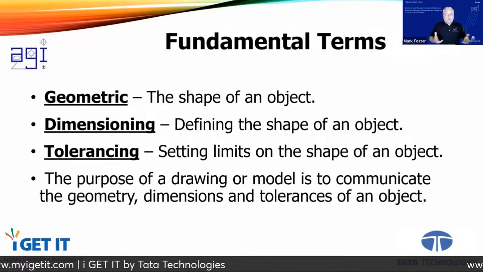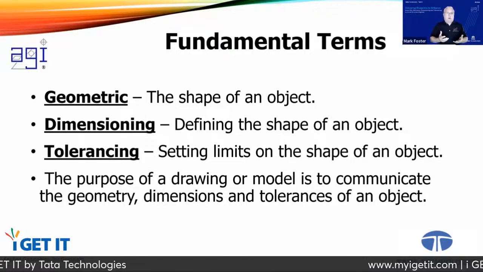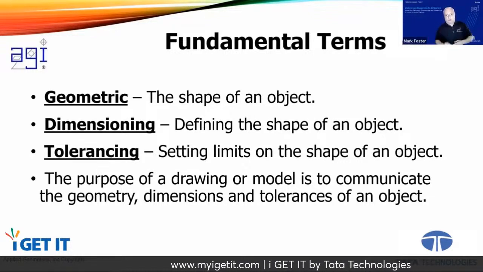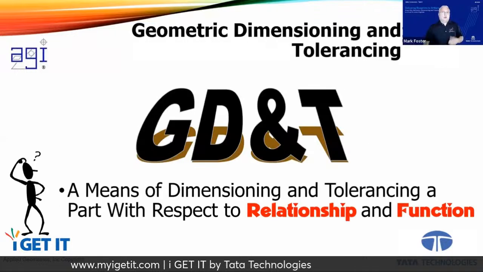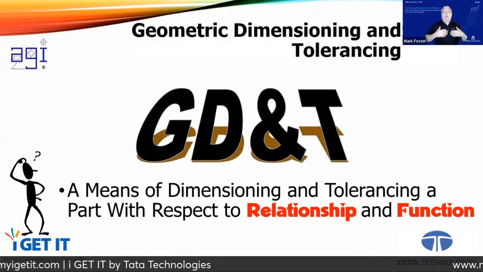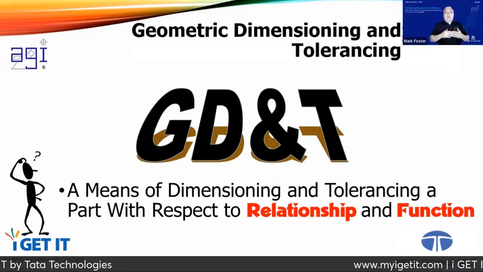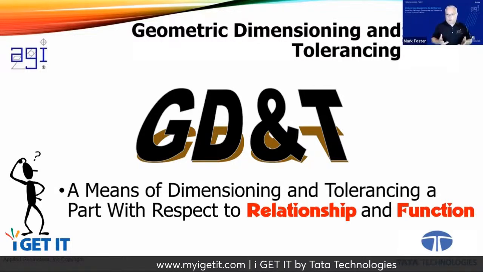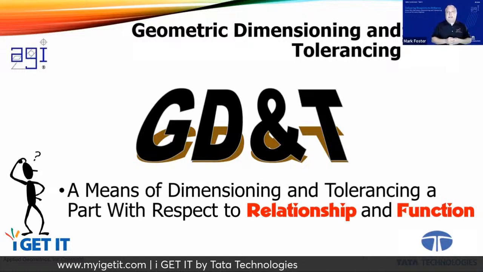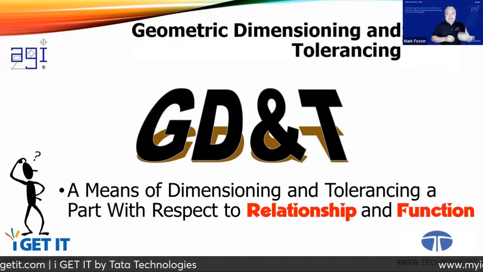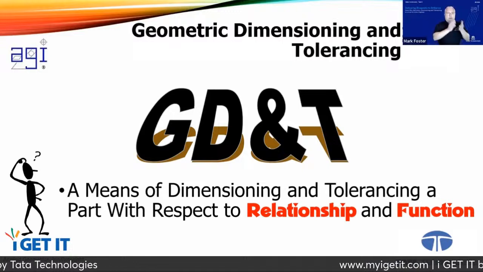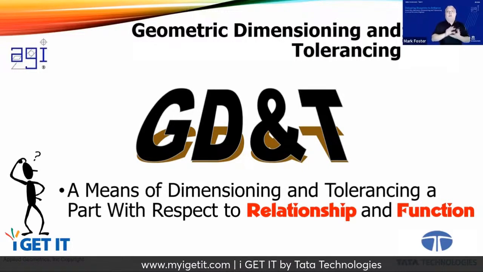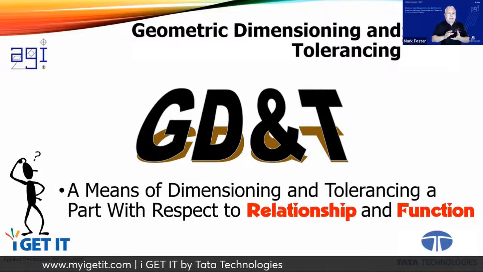So nothing is ever perfect that we actually manufacture in the real world. And so we have to set limits on what that shape can be, and those are our tolerances. So GD&T, geometric dimensioning and tolerancing. The definition in the standard, and by the way, the standard is the ASME Y14.5, current version is 2018. That standard defines GD&T as a means of dimensioning and tolerancing a part with respect to the relationship and function of that part. Well, what does that mean exactly?